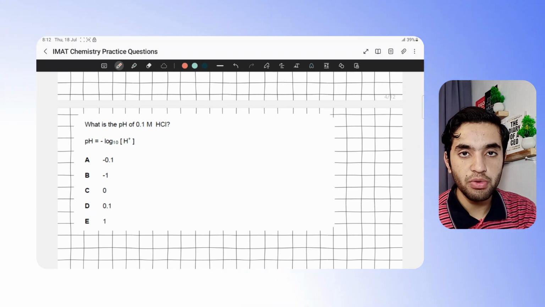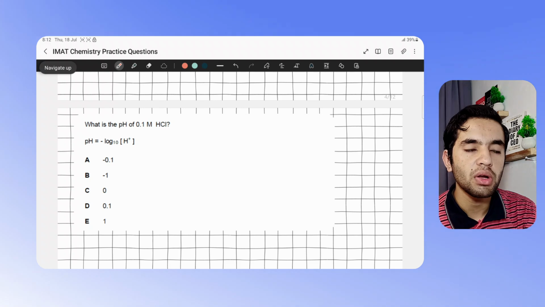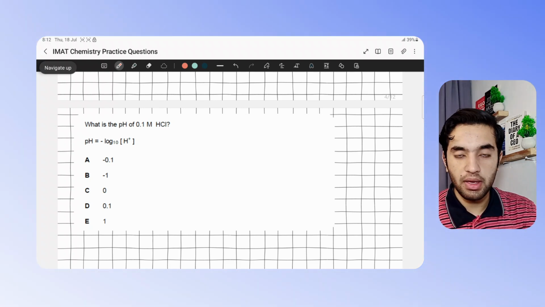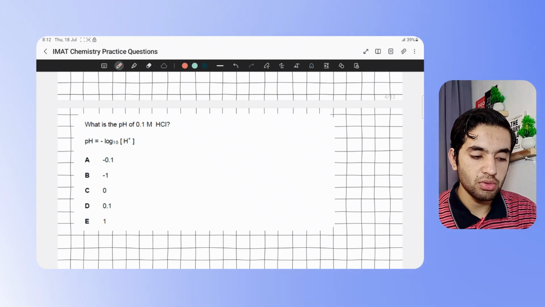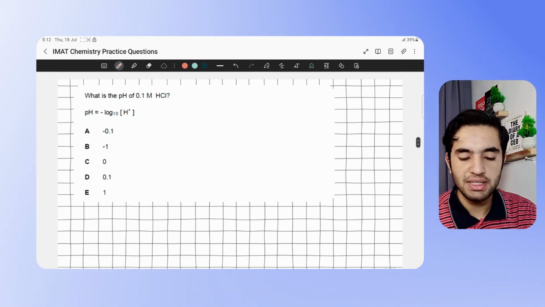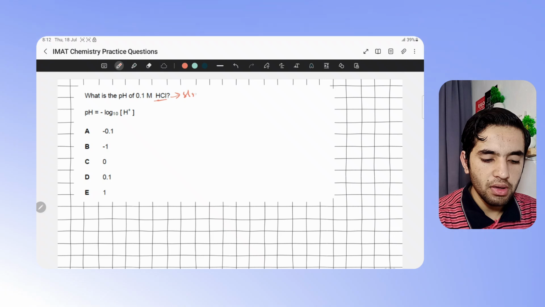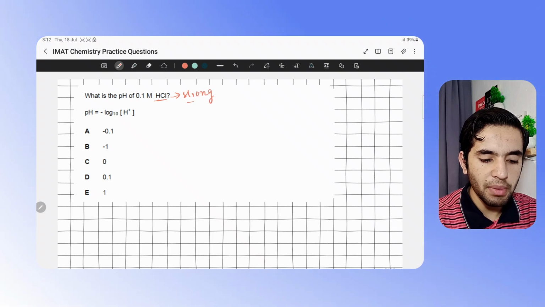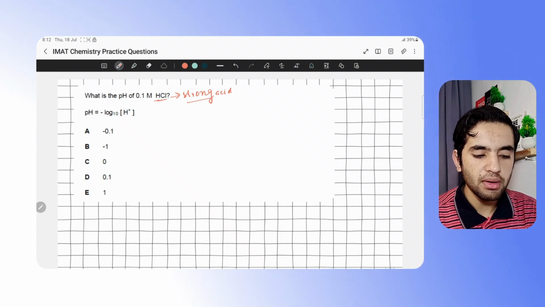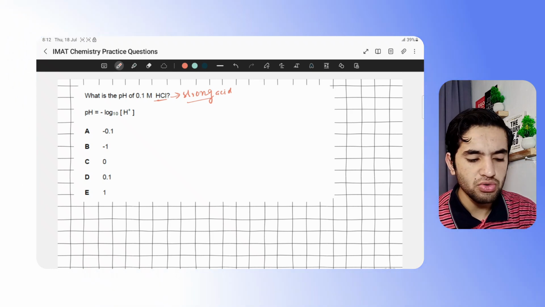This is a question from acid base. It is very easy if you can solve it without calculation, but I will not solve it without calculation. I am more of a solving person, I always solve. So here, what is the pH of 0.1 molar HCl? If you know, HCl is a strong acid. So pH is minus log of the concentration. He has given a 0.1 molar solution.